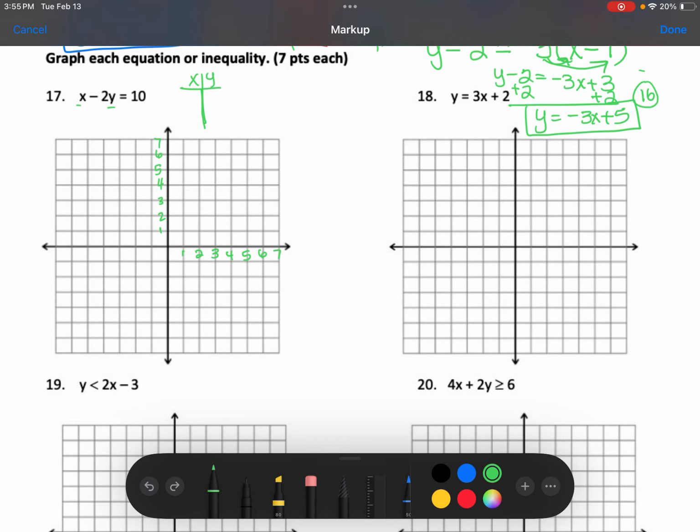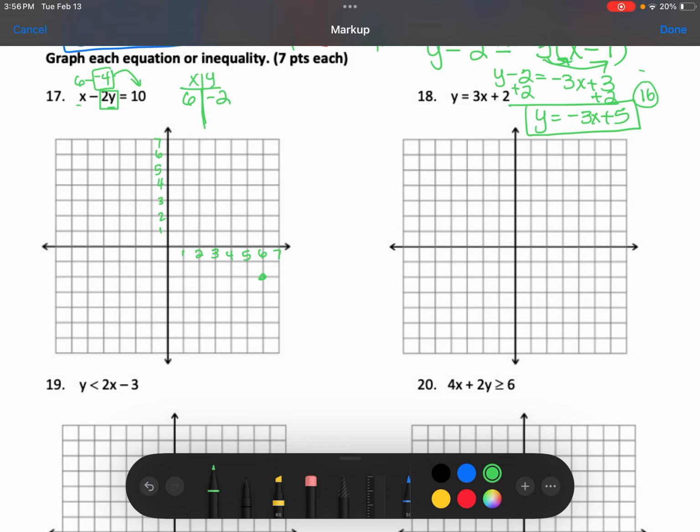Let's say I want 8 for X. Oh, I'm sorry, why did I pick 8? That's too big. Let's say 6. If I have 6 for X, then I want to minus a 4 to make 10. So what would Y have to equal? Y is going to have to equal -2. So then I could graph 6, -2, and there's my first point.